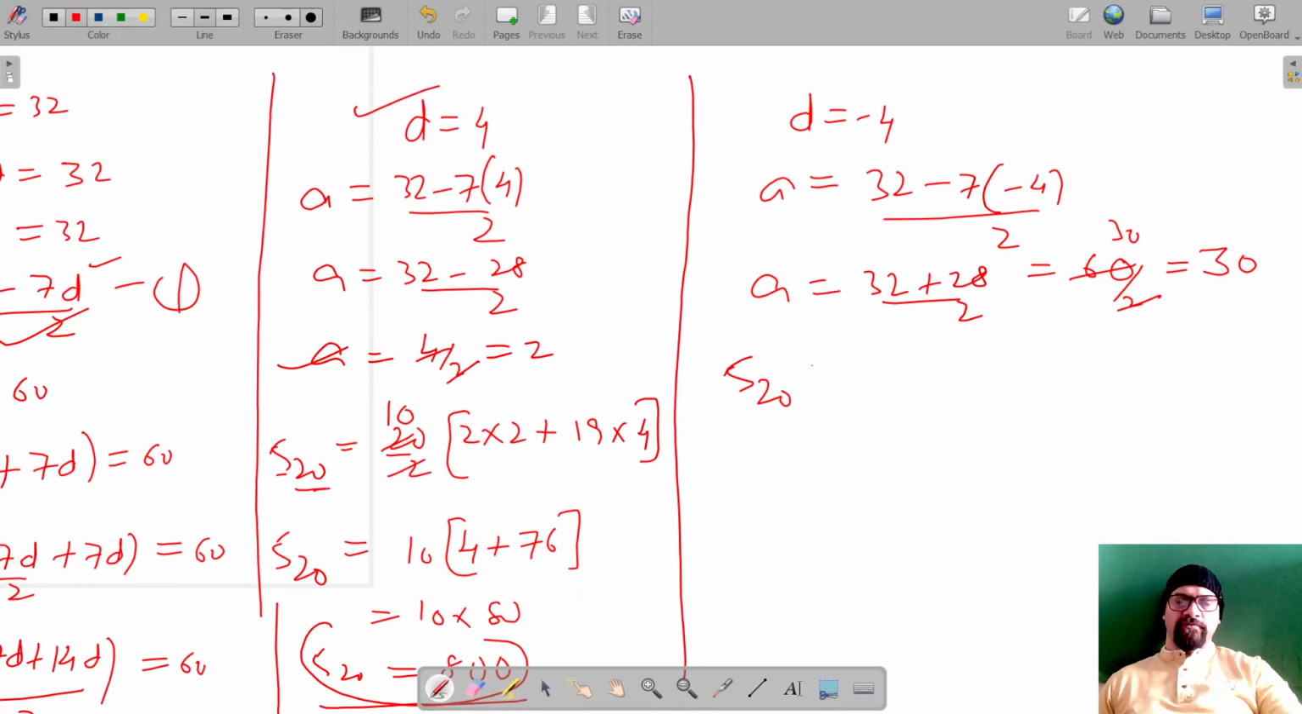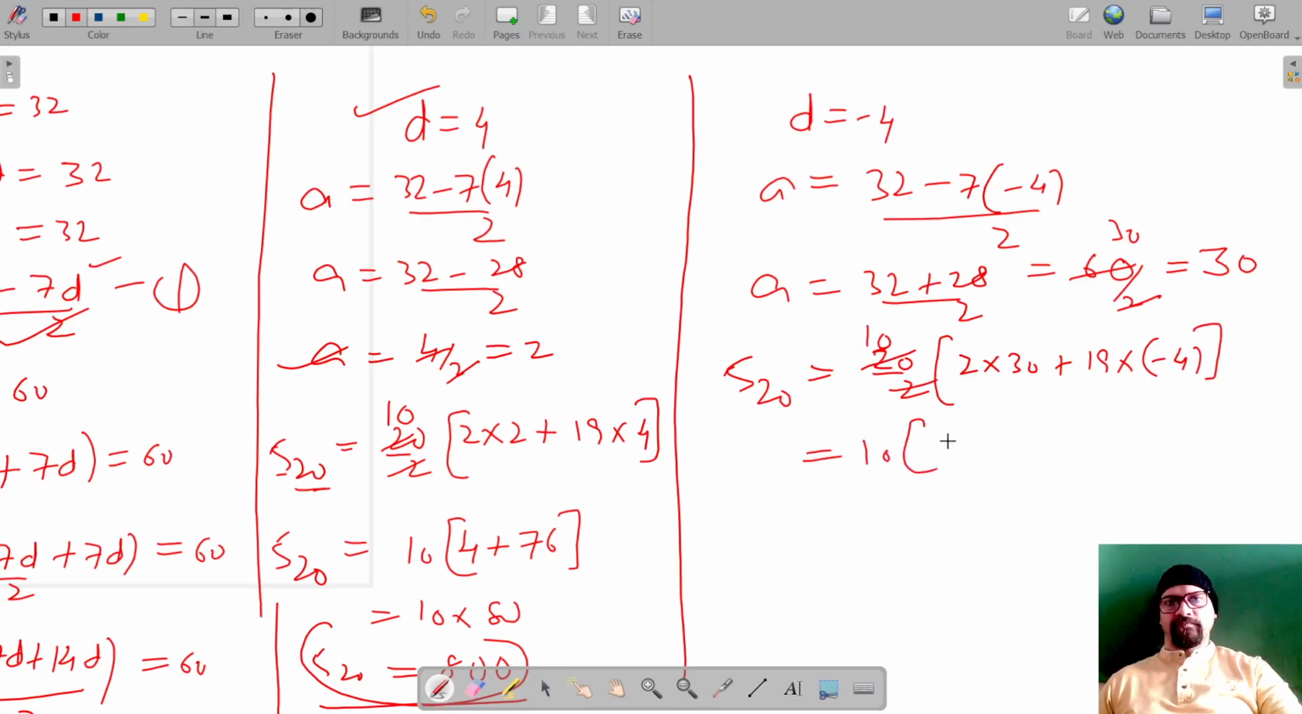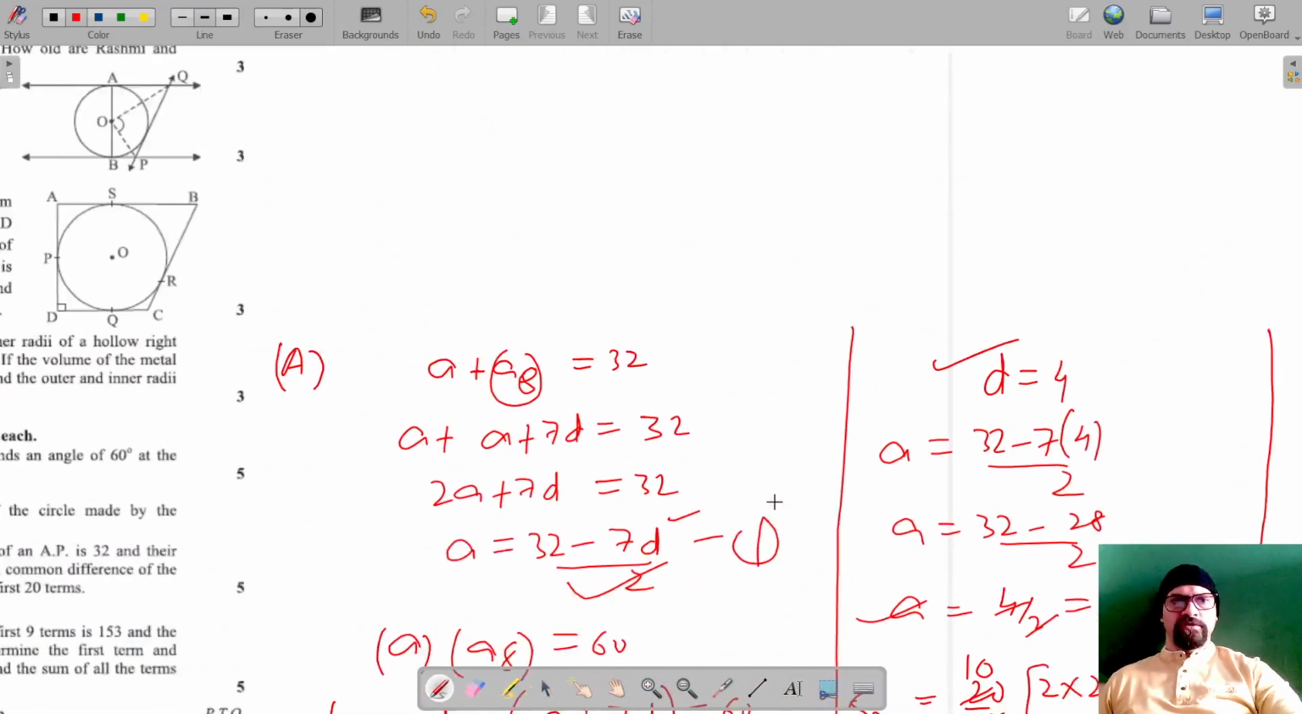Now we have to find the value of sum of 20 terms, which is n by 2 into 2A. So 2 into 30 plus n minus 1, which is 19, and D is negative 4. So this is 10 into 60 minus 4 into 19, that is 76. So this is 10 into 60 minus 76, that is minus 16. Finally, it's equal to minus 160. So sum of 20 terms in this case is minus 160. Let's move on to part B.